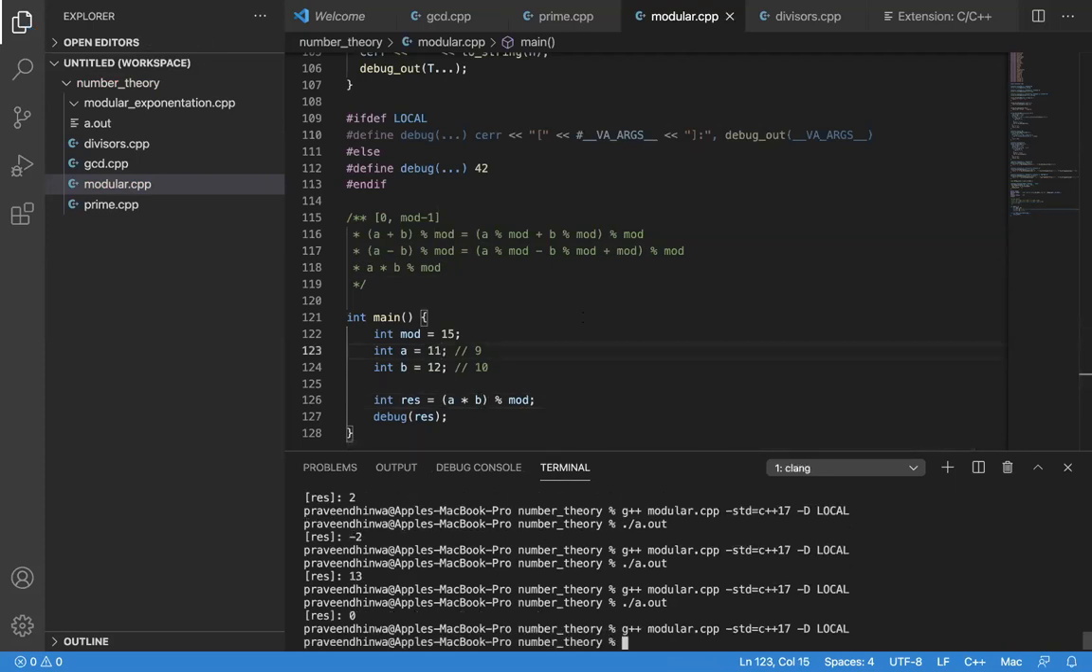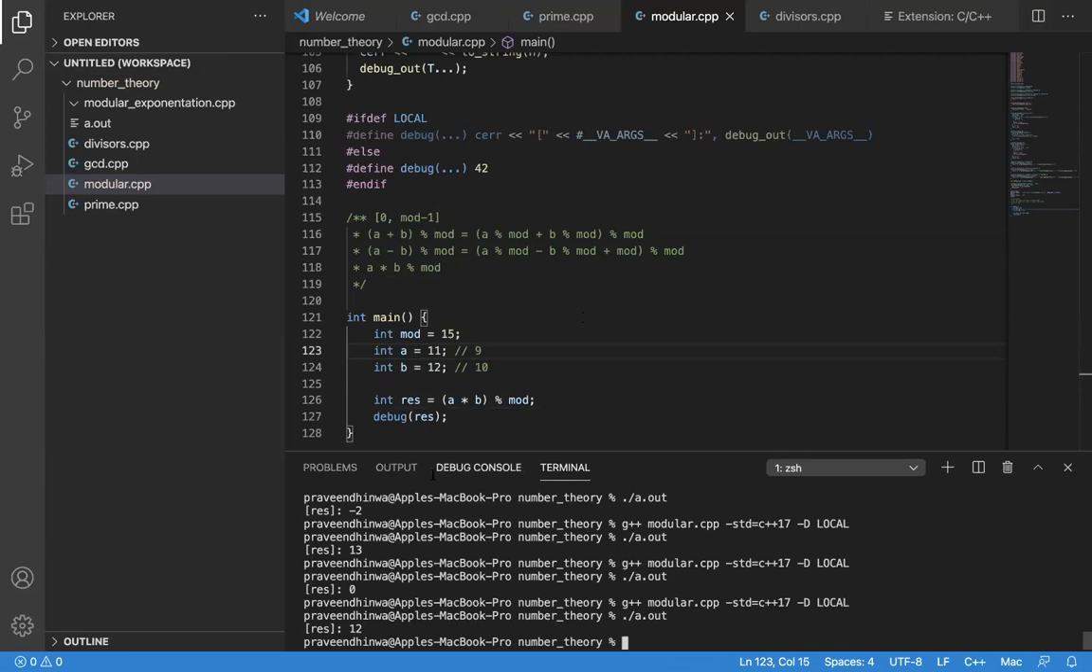And this will be some number, 12. Because 12 into 11 is 132, and 132 divided by 15 is 8. And 15 into 8 is 120. So 132 minus 120 is 12. So 12 is your remainder.